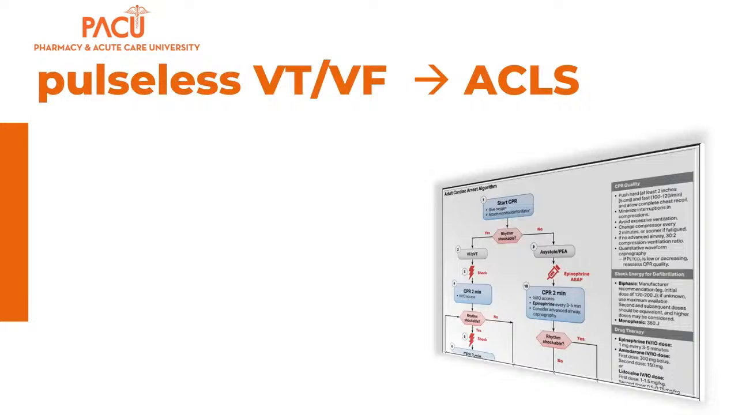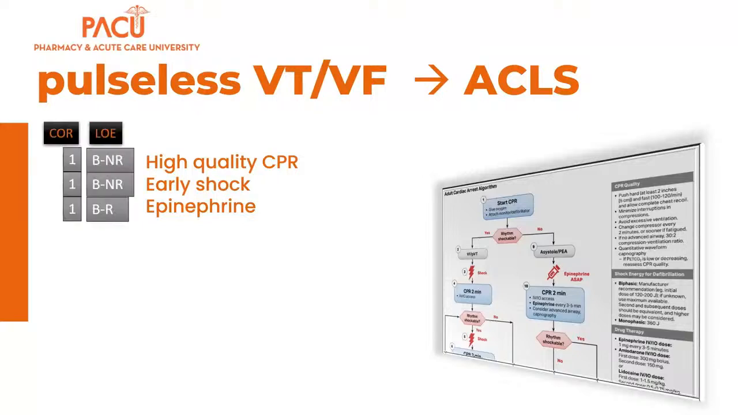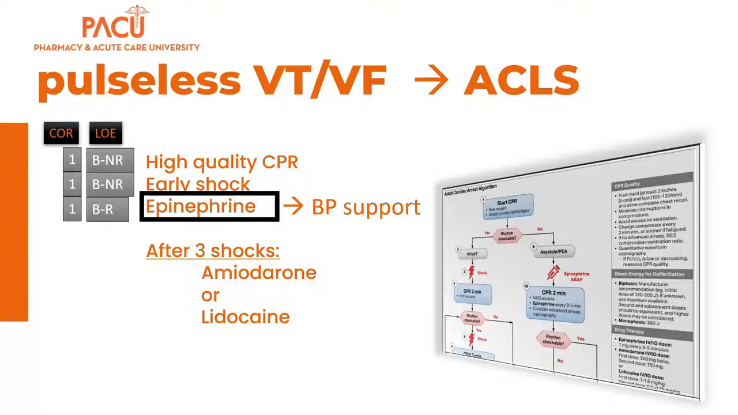Okay, so now we have a patient with pulseless VTAC or VFib. We switch over to the ACLS algorithms for pulseless ventricular arrhythmias. Of course, we want to administer high-quality CPR, early defibrillation, and epinephrine. These are all class 1 strength recommendations with either non-randomized or randomized trial data to support them. Remember that epinephrine isn't so much for beta-1 activity and inotropy, chronotropy, as it is for blood pressure support through alpha agonism. So after 3 shocks, we move to antiarrhythmics.